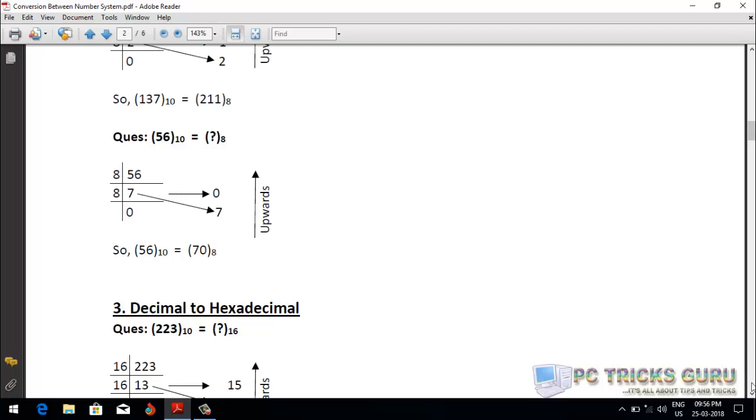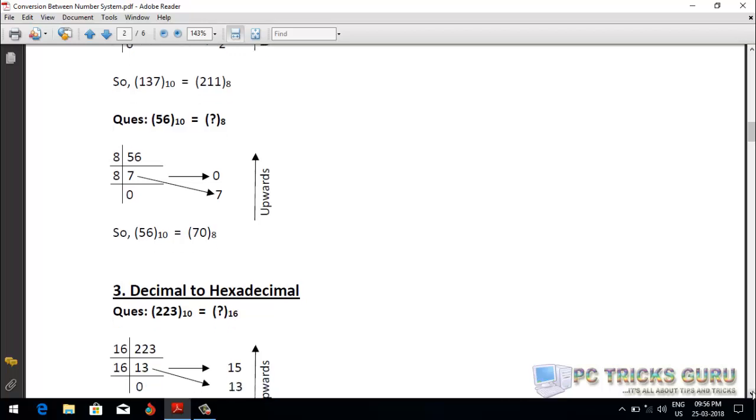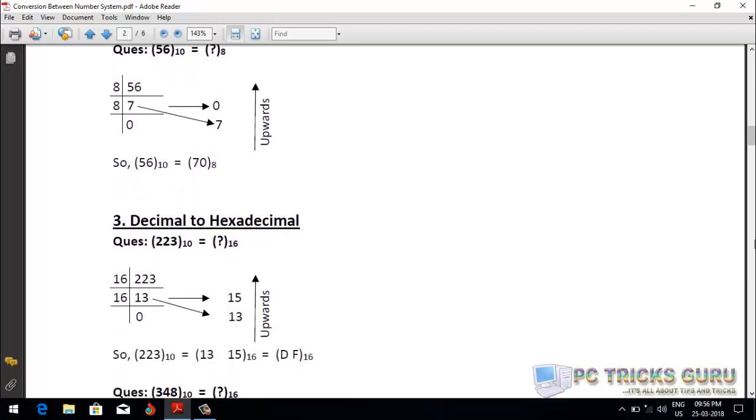Now let's move to the third type of conversion. It's decimal to hexadecimal.